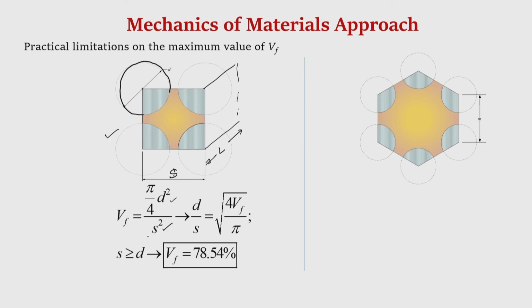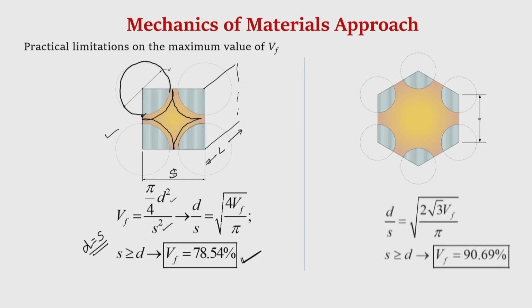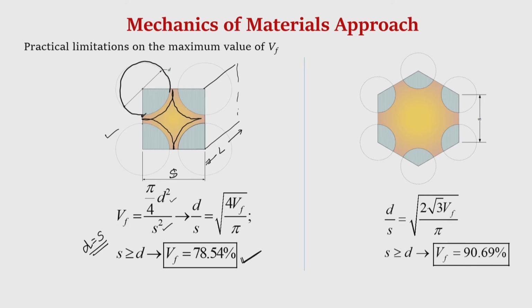Now, the maximum volume fraction will be attained when these two fibers touch each other, that means, when the fibers are packed like this, which means that D is equal to S. If we put D equal to S, we get the maximum volume fraction that is possible is 78.54% in case of the fibers arranged in a square array. Similarly, in the case of a hexagonal array, the limit is again D equal to S when the fibers touch each other, and we could see that the maximum volume fraction that is possible is 90.69%.